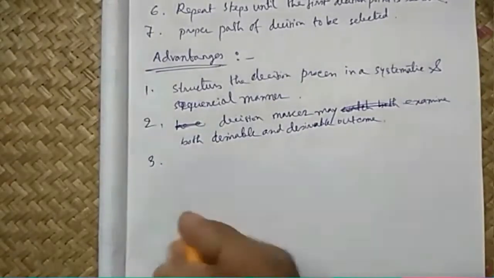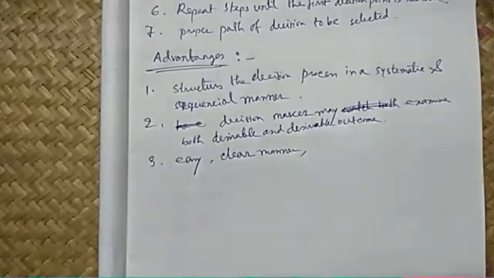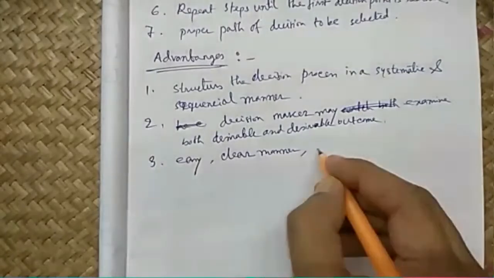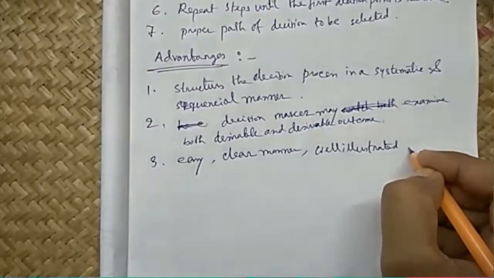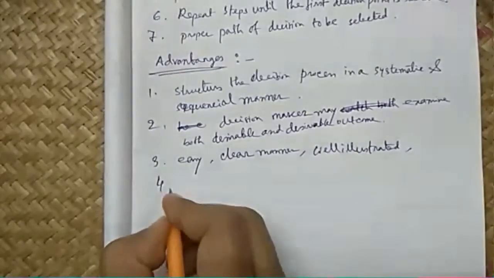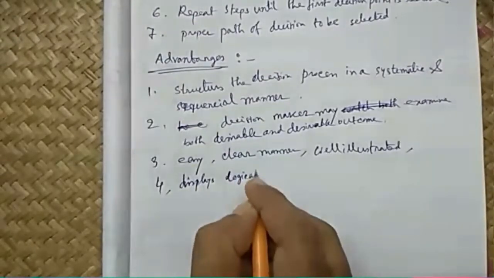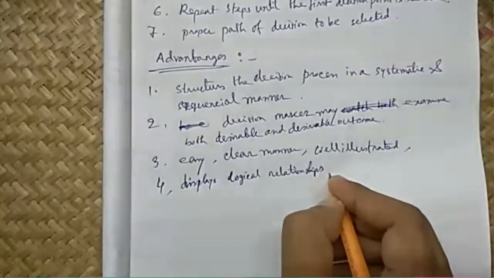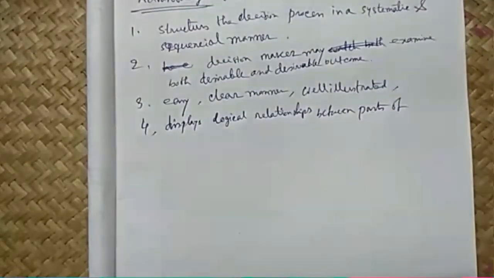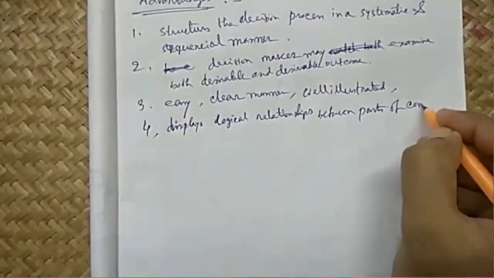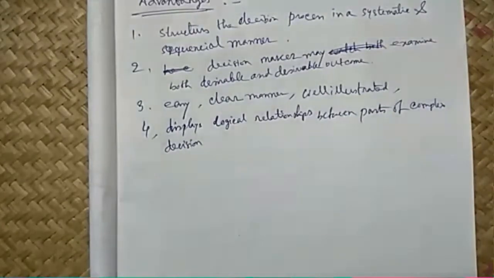Number three, it is easy, a clear manner is used and the method is well illustrated. Number four, displays logical relationships between parts of a complex decision, as it can handle several simultaneous decisions altogether.